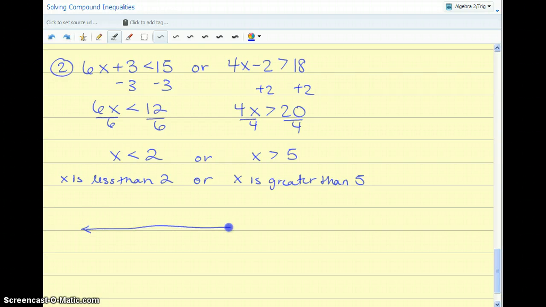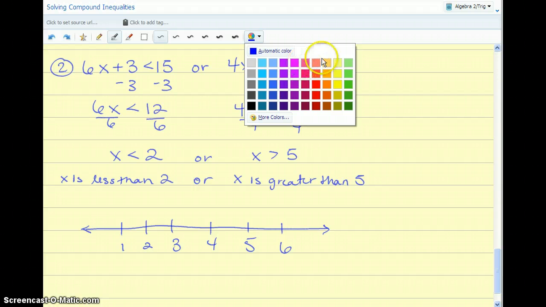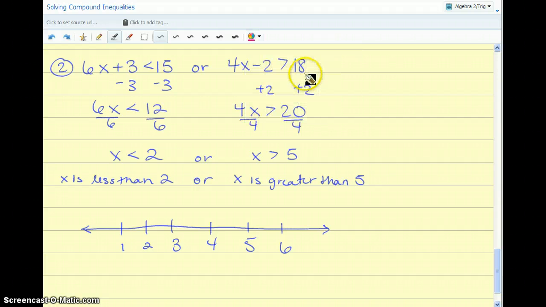So I go and I make my number line. I'm going to start with a 2, 1, 3, 4, 5. 1 above 5 is 6. I'm going to use different colors, so I'll use this red color for this side.